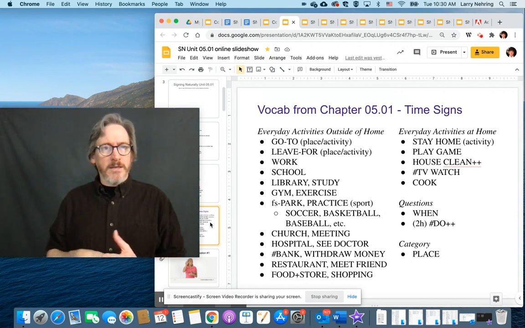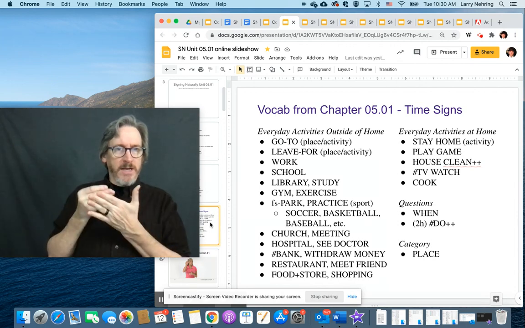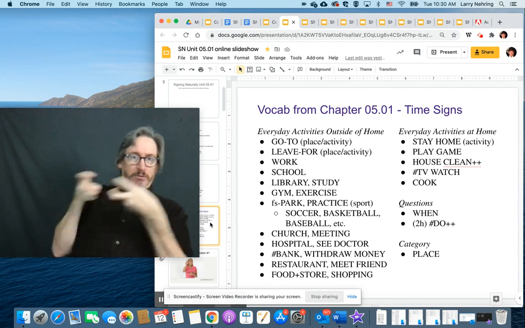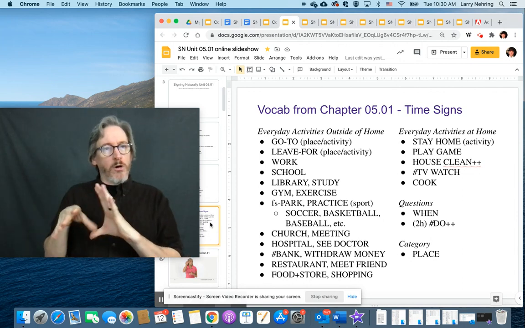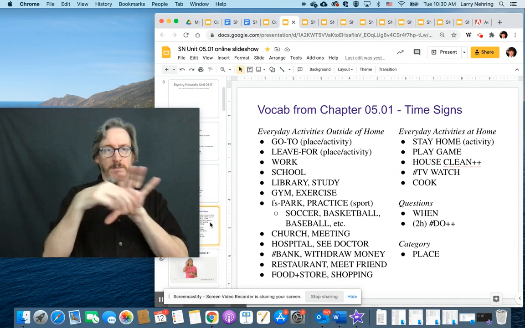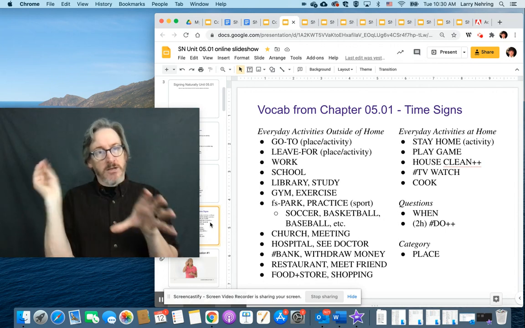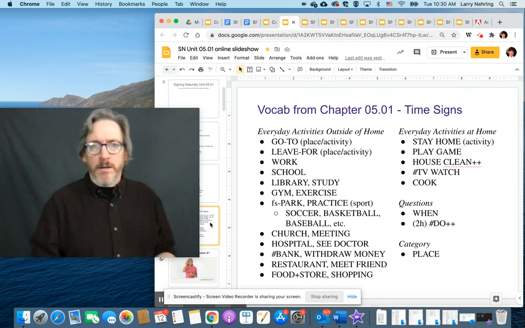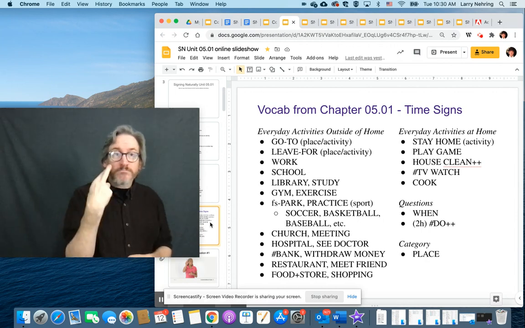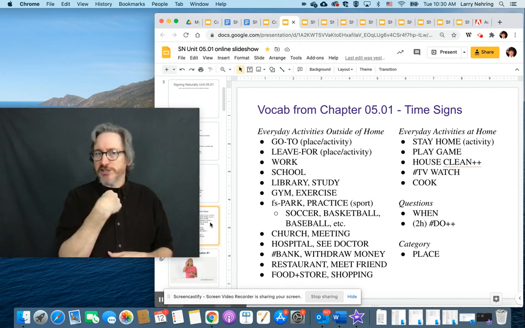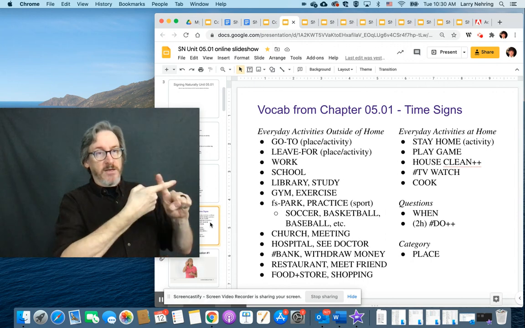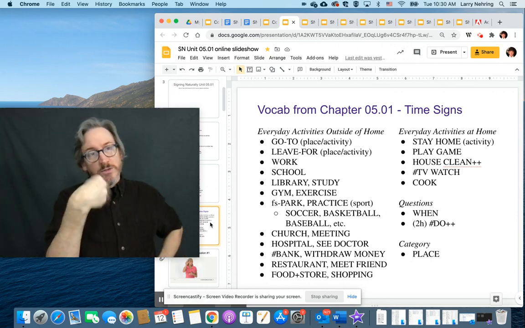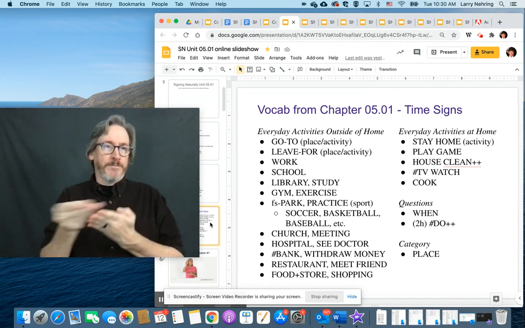And withdraw money. You can withdraw money. You can take out. So if you grab it and pull it, withdraw money. Or take out. So if the money's inside the ATM, you take it out. And money. We've seen that before. Restaurant. With an R. Restaurant. Meet friend. Food store, or food store. Shopping.